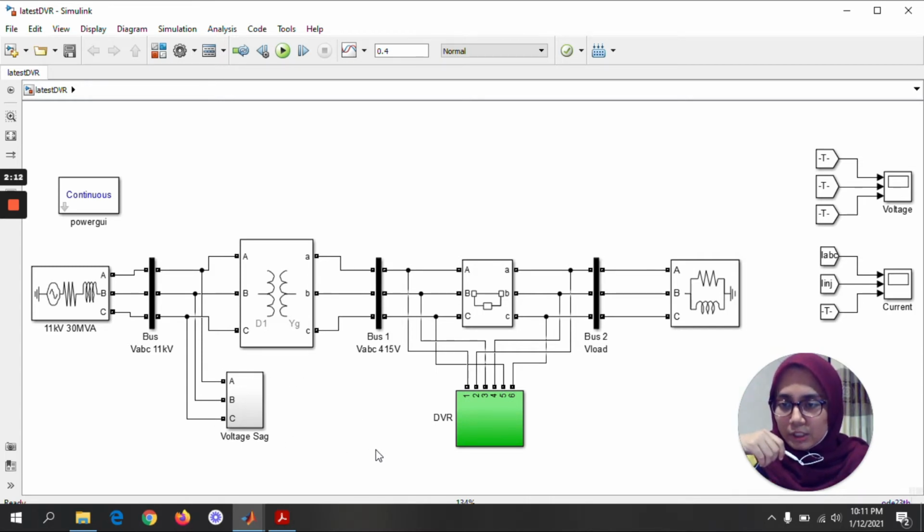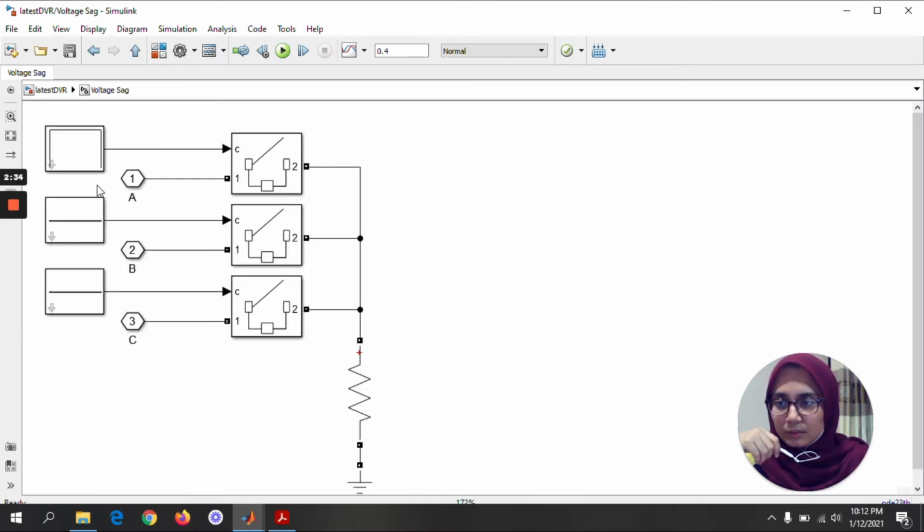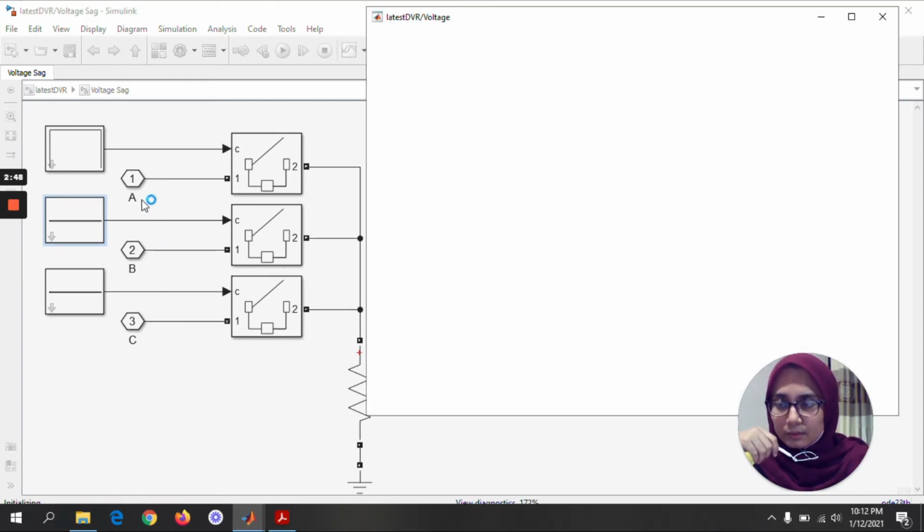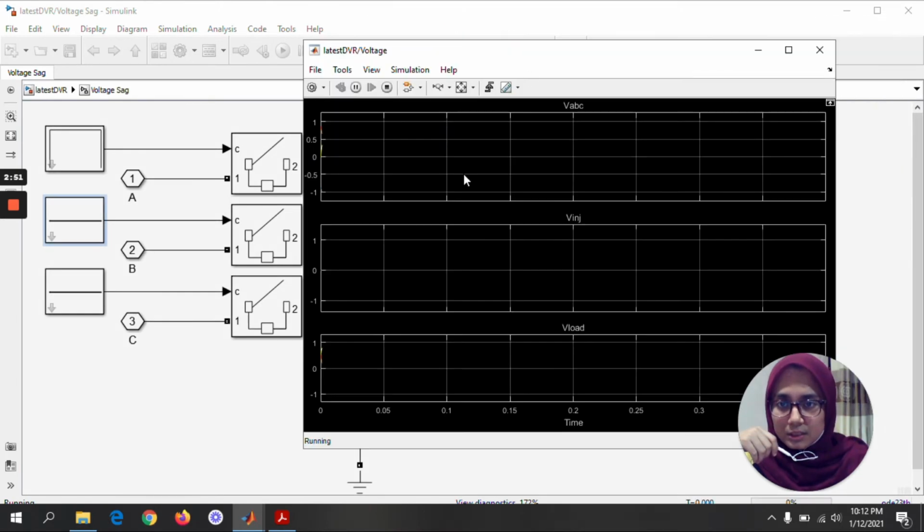Okay, for the simulation, a fault will be generated at the step down transformer to produce sag phenomena, which are single line to ground fault, double line to ground fault, and balanced three phase fault. First, this is the result for the single line to ground fault. Okay, this is phase A, phase B, and phase C. We choose phase A to have the sag condition.